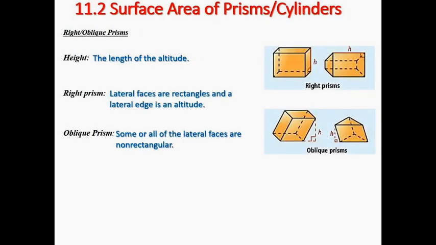A quick run through for right and oblique prisms. When you think of a right prism, just understand that the height of the prism is going to be perpendicular to the base edge of the shape. So in this case, for your right prisms, your faces are all just regular rectangles. That means the sides meet at right angles.